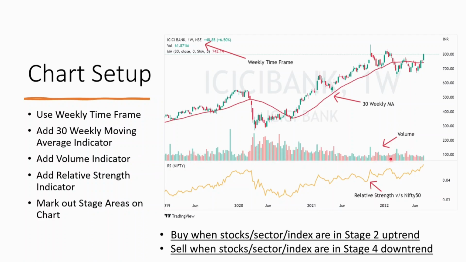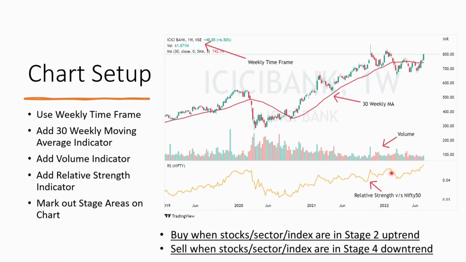So over here you can see this is the volume indicator. This helps us identify the quality of the breakout when price moves from one stage to another. Then we have the relative strength indicator. This is basically comparing the strength of the stock with the benchmark index, which is Nifty 50. When the RS line is rising, that means the stock is doing better than the index.